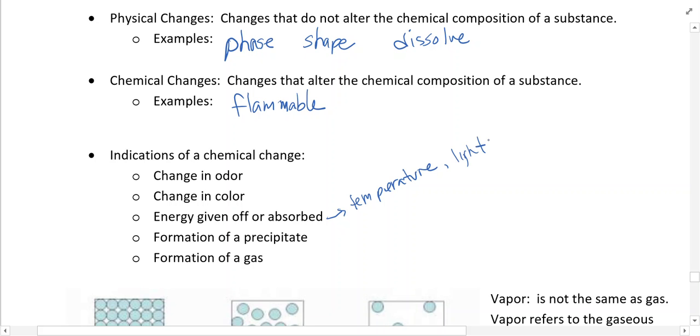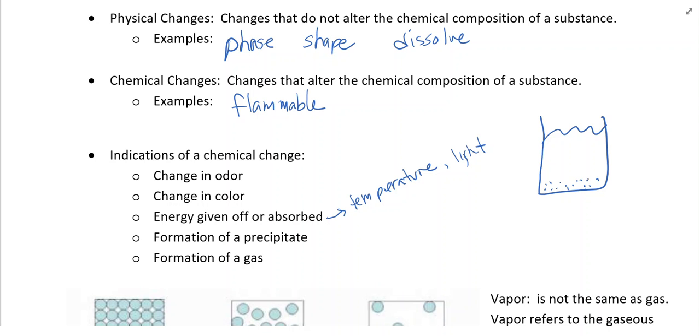Formation of a precipitate. So a precipitate is a solid substance. So let's pretend for a moment we have this beaker, and there's a precipitate. What it is, it's going to have a solid sitting on the bottom. You can kind of think of it like a snow globe. The snow particulates will all sink to the bottom. And then formation of a gas, such as some sort of bubbling that occurs. So if you add baking soda and vinegar together, it forms bubbles. Now what we're not talking about when forming a gas is something like boiling. Boiling would be a phase change if you boil water. So that would again be a physical change.